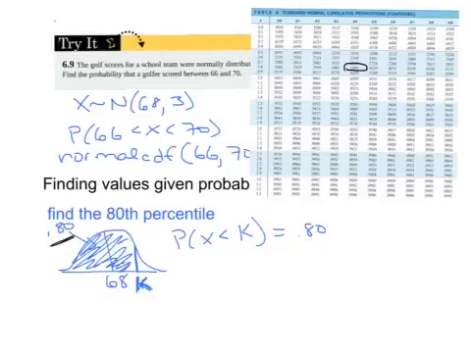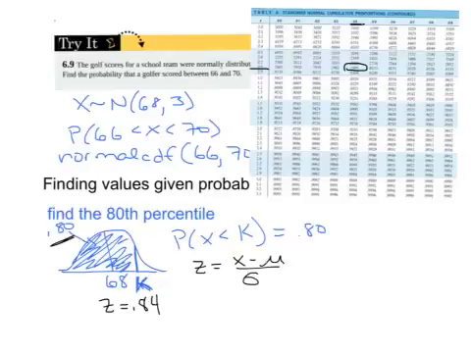So when I look at that, I have 0.8, and then I'm going to have 4 here. So this number right here is going to be 0.84. That's a z-score. That's not an x. So what happens here is I know that my z is going to be 0.84. I need to know what that is in terms of golf scores. Do you remember our formula that we used before at the beginning of Chapter 6? I had my z value equals x minus mu divided by standard deviation.